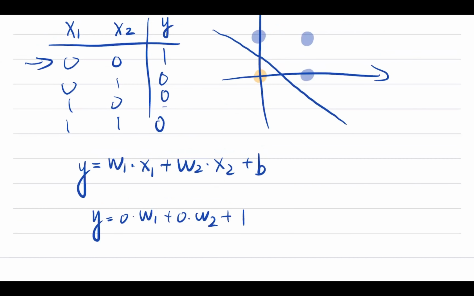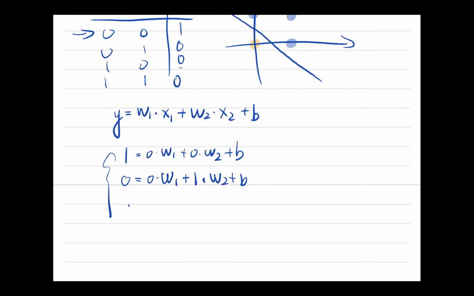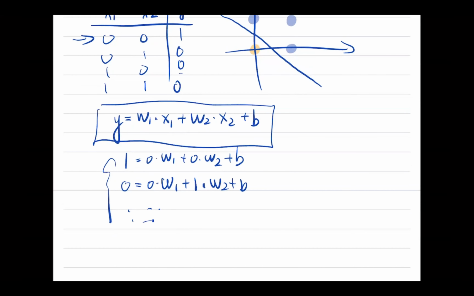And that's equal to 1. Sorry, whoops, that's equal to 1. And we can have another similar equation like this too. I could have 0 equals 0 times w1 plus 1 times w2 plus 1 plus b. Sorry, plus b. Whoops. Plus b, and so on. You can go ahead and solve this equation. It will take you less than 1 minute, and you can get an expression that gives you the NOR gate.